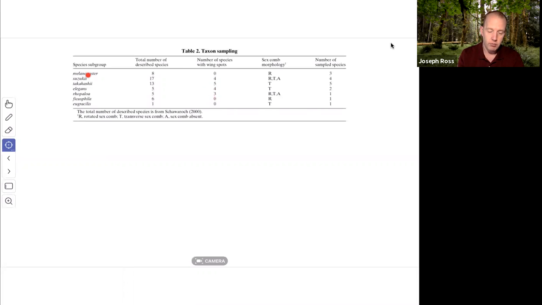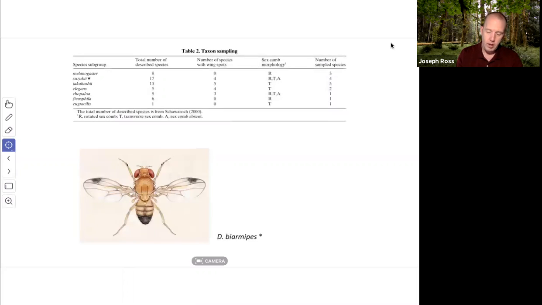So for example, all 4 of the Drosophila suzukii subgroup species produce wing spots. And Drosophila biarmipes, which is going to be the focal species for our discussion, is one of those members of the Drosophila suzukii group. So it produces those dark wing spots near the tip of the wings in an anterior position. The males produce the wing spots, not females. This is a male-specific trait, just like the sex combs that are produced on the front legs of these Drosophila.